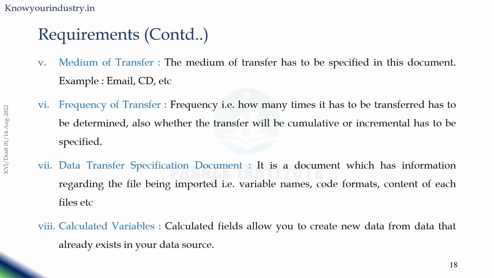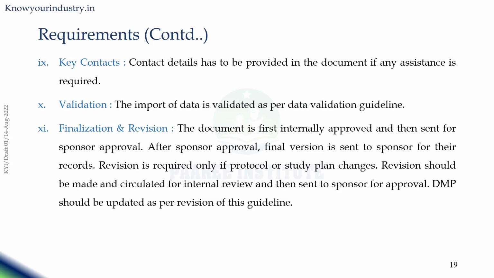be specified. Then the data transfer specification document also states the information regarding the file being imported, which will have the variable name, code formats, content of each file, etc. Calculated variables, which allow you to create new data from the data which already exists in your data source. Key contacts. The contact details have to be provided in the document if any assistance is required. Validation. The import of data is to be validated as per the data validation guideline.